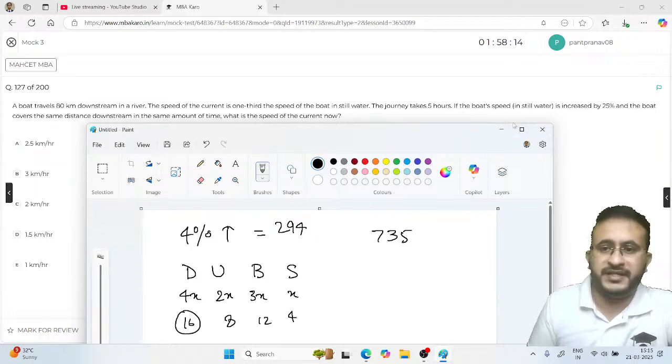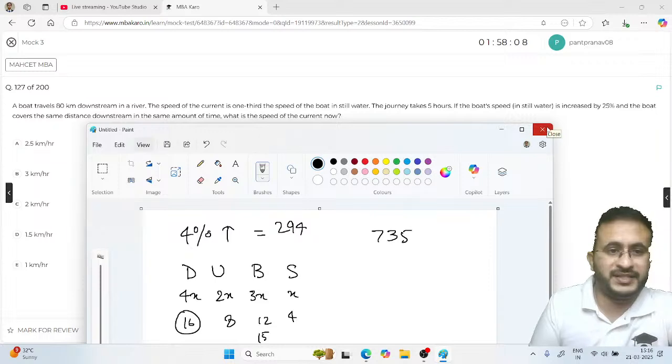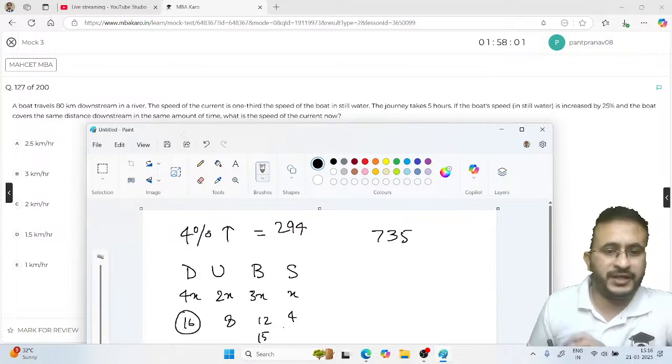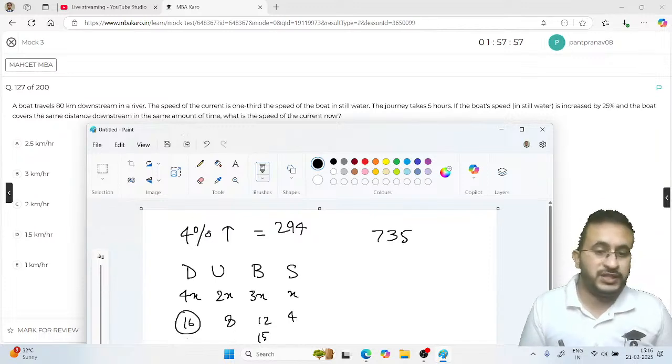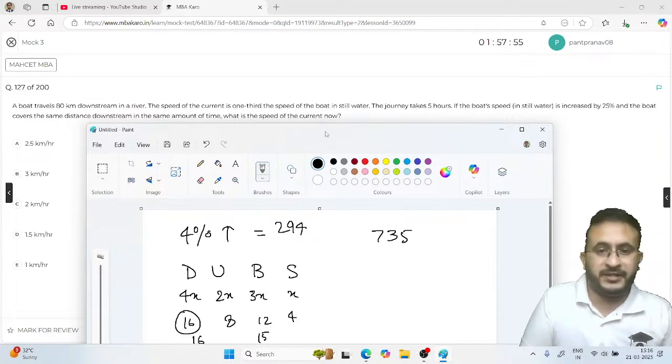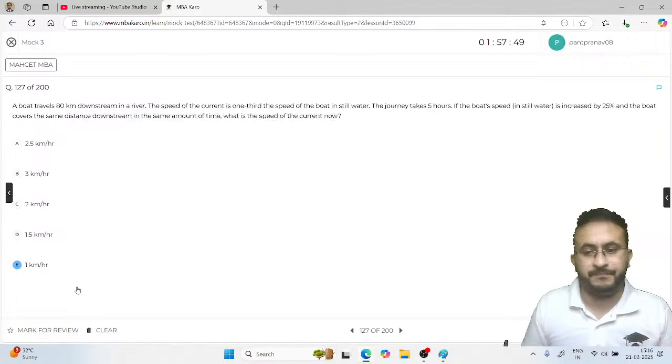If the boat speed in still water is increased by 25%, so boat की speed अब कितनी हो गई, 15 हो गई, and the boat covers the same distance downstream in the same amount of time, what is the speed of current now? तो अब क्या हो गया कि now the downstream speed is remaining same. Okay, so downstream speed is 16, boat की speed 25% बढ़ा दी, right? So now it is asking the speed of stream which is 1 kilometer per hour. Easy question.